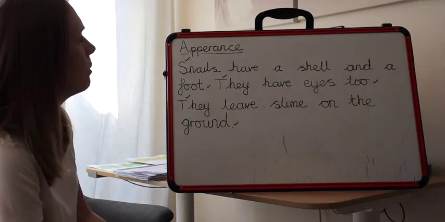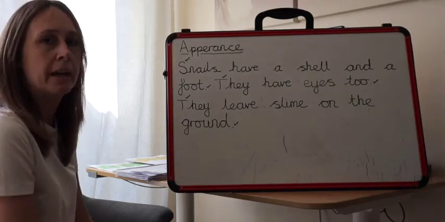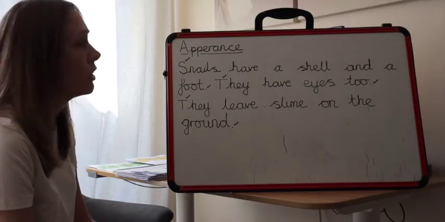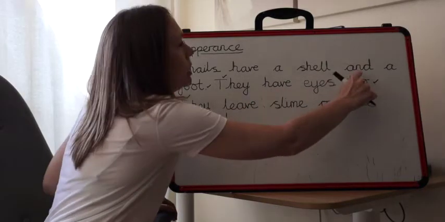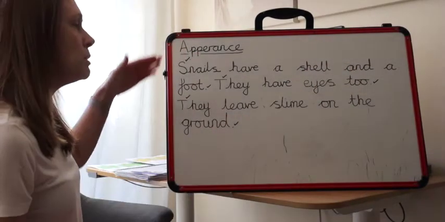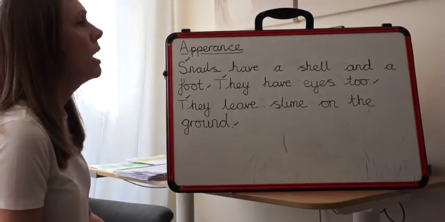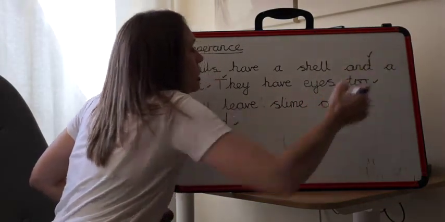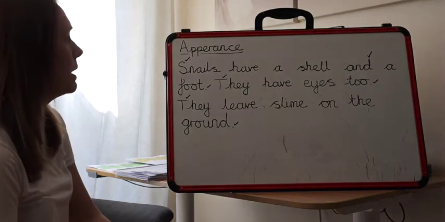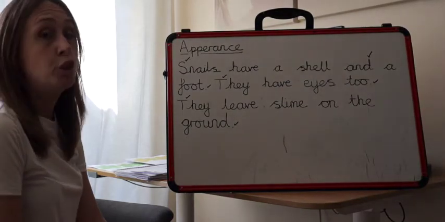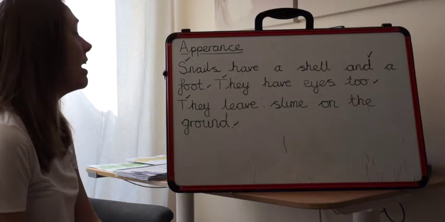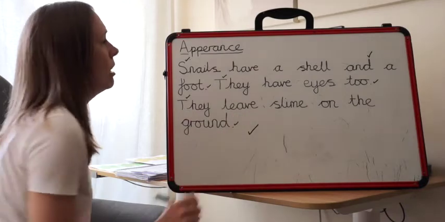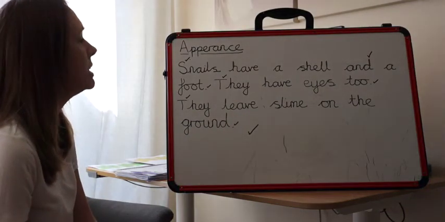What else is good about my writing? I can see I've made one of my sentences a bit longer by using a conjunction. I've used the conjunction and. So I've made my sentence longer and made it more interesting. So I'm going to give myself a tick for using a conjunction. What else is good about my writing? Well, I have joined up my writing. So I have tried to make my writing look neat. So I might just give myself a tick at the bottom because all of my letters and all of my writing have been joined up.